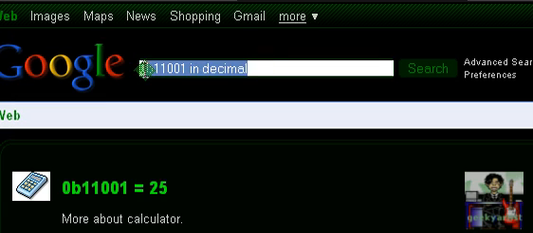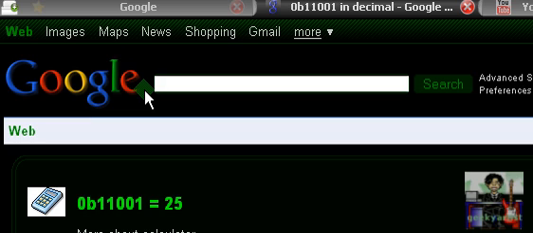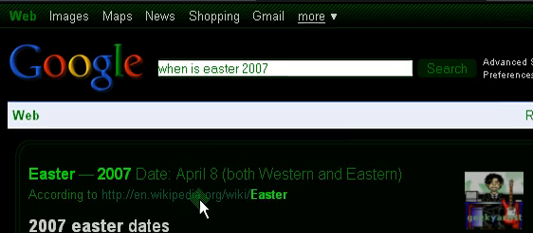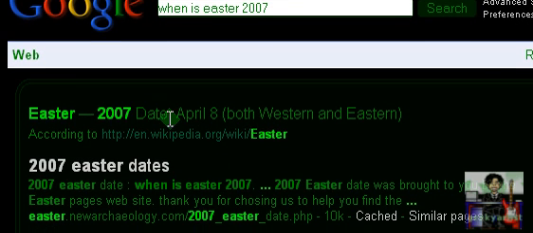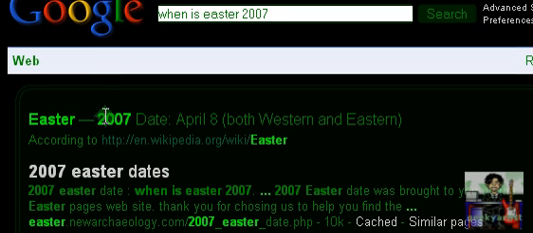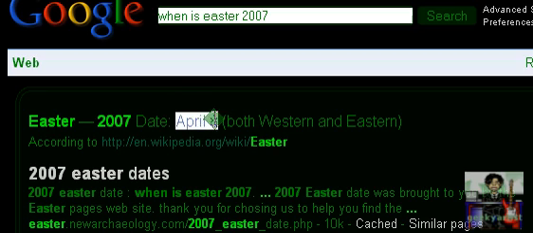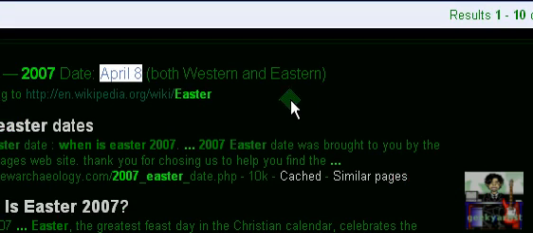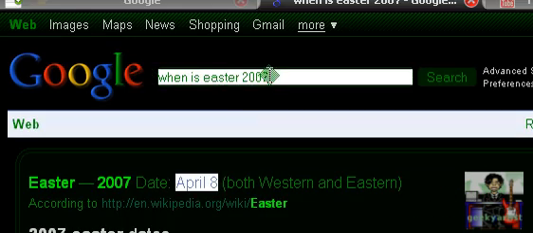So, additional things you can do with Google. So let's say, when is Easter? Let's say 2007. So it will tell you the particular date of Easter in this particular year. So April 8, both Western and Eastern. So I think it's pretty cool.